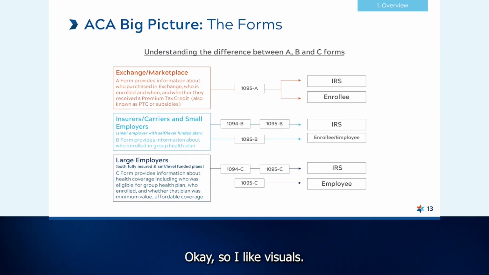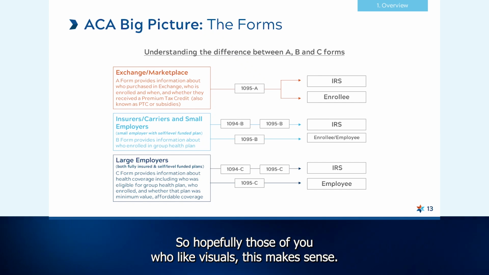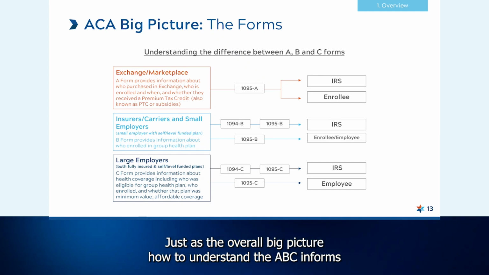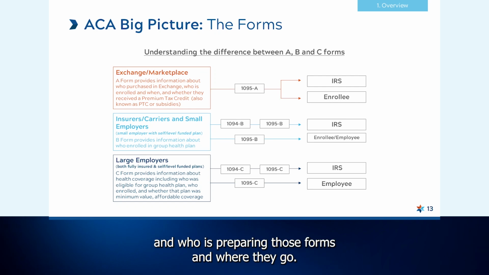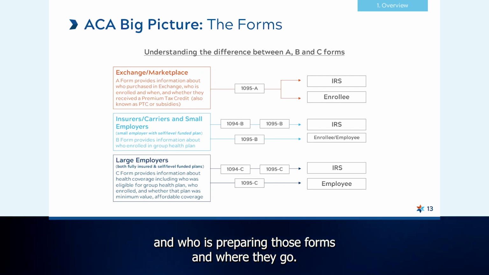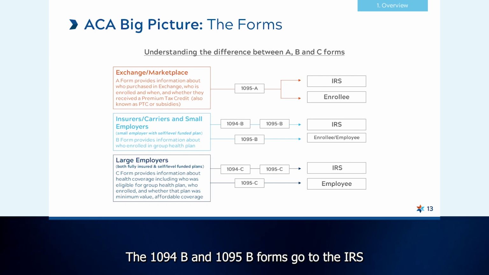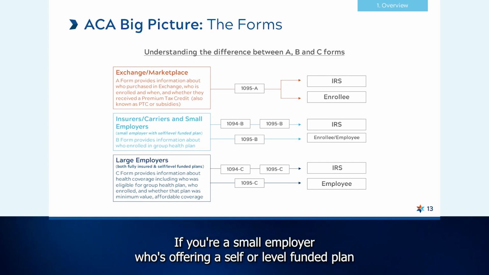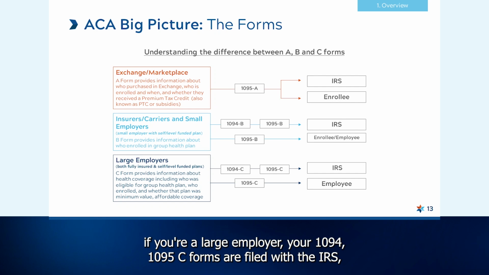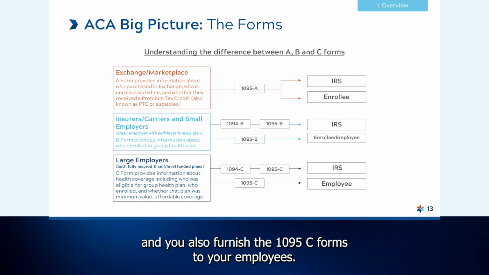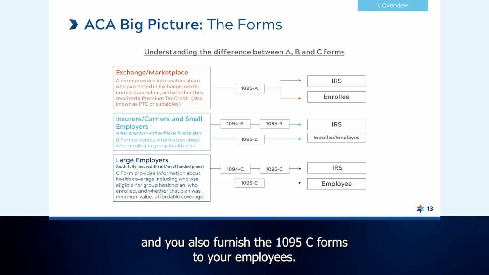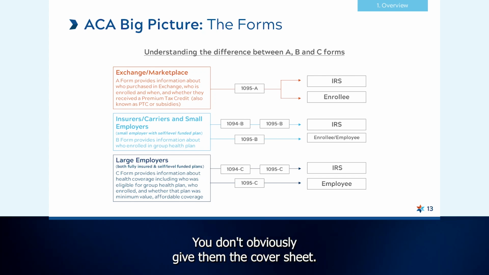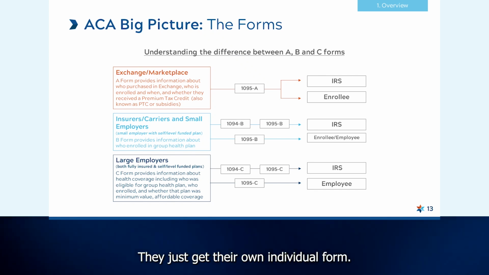Okay, so I like visuals. So hopefully those of you who like visuals, this makes sense just as an overall big picture, how to understand the A, B, C forms and who is preparing those forms and where they go. The 1094B and 1095B forms go to the IRS, and the 1095B forms go to employees, if you're a small employer who's offering a self or level funded plan. If you're a large employer, your 1094, 1095C forms are filed with the IRS, and you also furnish the 1095C forms to your employees. You don't obviously give them the cover sheet. They don't need that. They just get their own individual form.